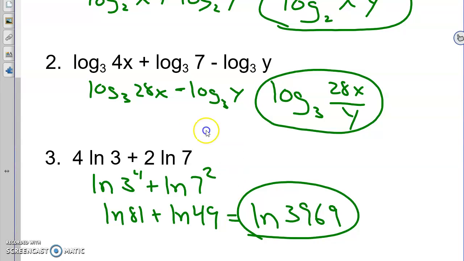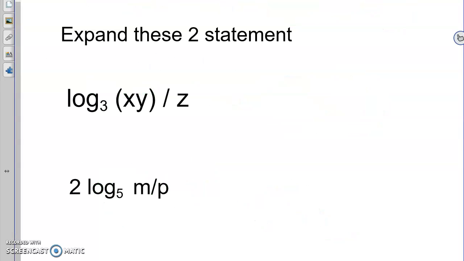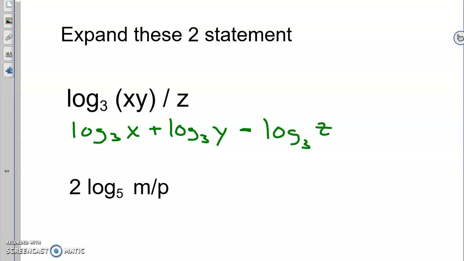So now our second page is going to be, instead of condensing, we're going to expand. The rule of thumb here is each term gets its own log. So log 3x plus log 3y. These multiplications can be translated into addition between logs. And the division is subtraction. I'm sorry. Multiplication represents addition with the logs. Subtraction represents division with the logs.